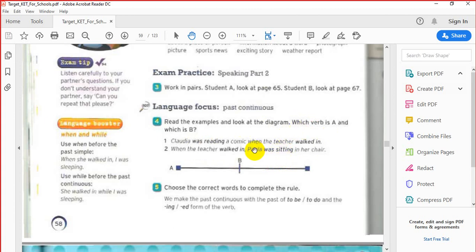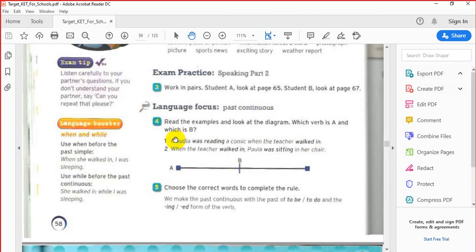Okay, now here, look at the diagram. Here, letter A and letter B. As you can see, letter B is in the middle. Can you see it? Yes. And the verb A is in the beginning. So let's analyze the sentence. Claudia was reading a comic when the teacher walked in. So Claudia was already reading a comic, and then her teacher walked in. So that's very obvious that verb A was reading, and then verb B is walked, when the teacher walked in. Did you get it? Yes, I understand.